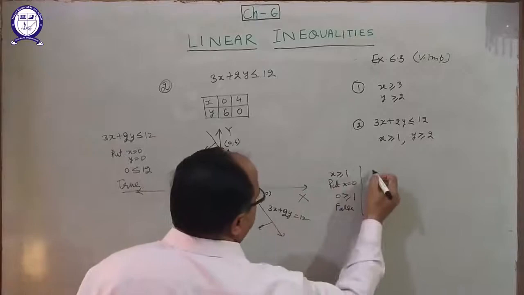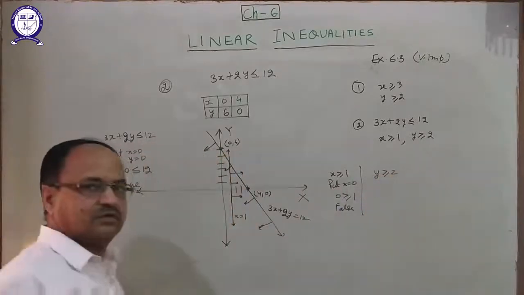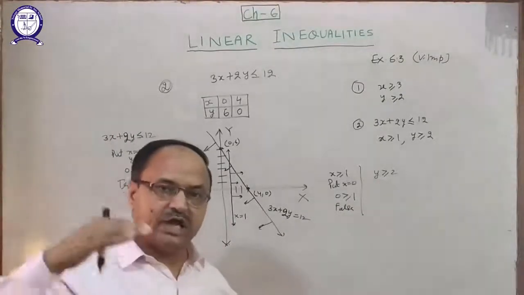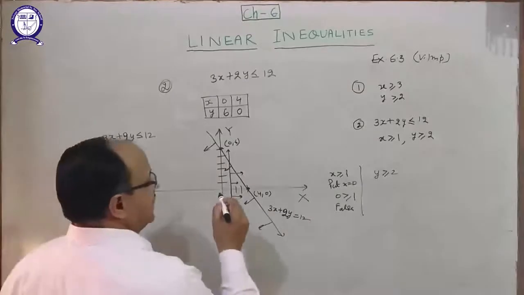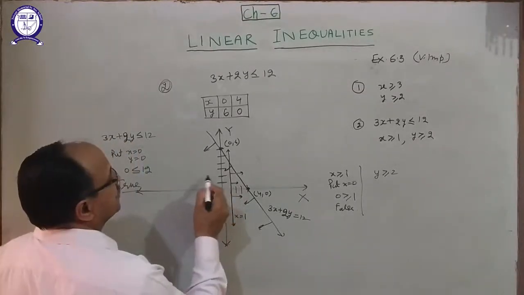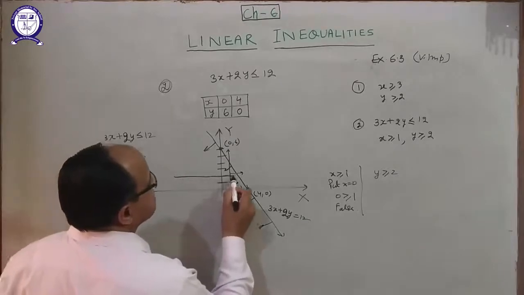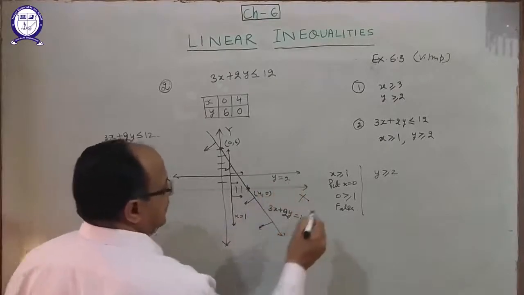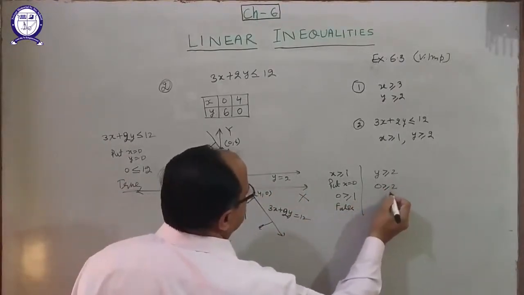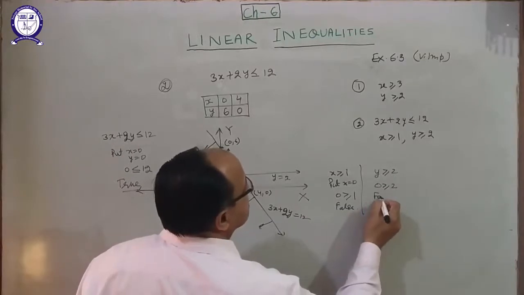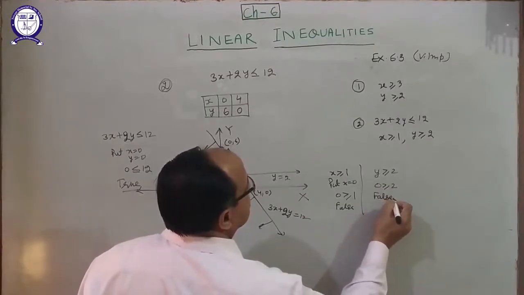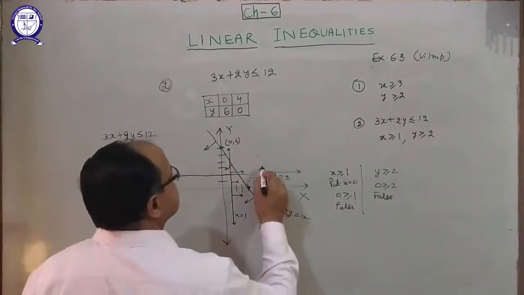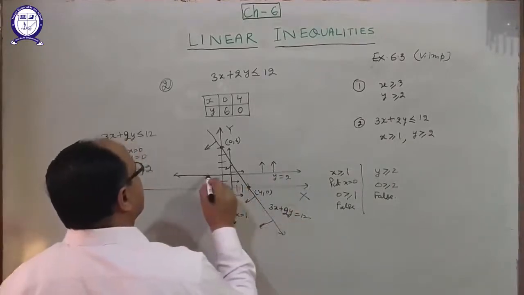And next, y greater than or equal to 2. It means the line parallel to the x-axis. 1, 2. This is the line of y equal to 2. When you put 0, so 0 greater than or equal to 2, it is false. It means away from the origin.